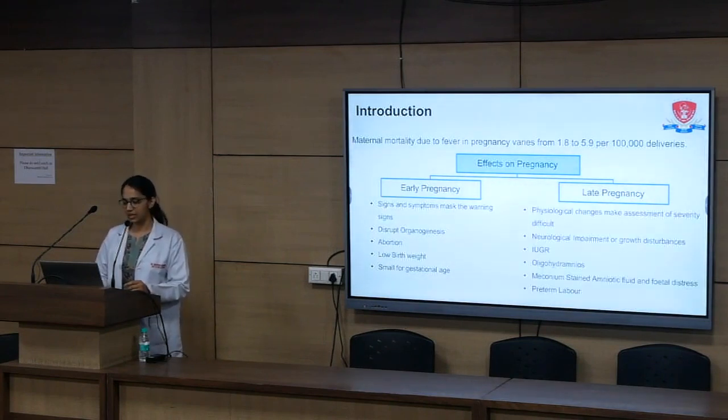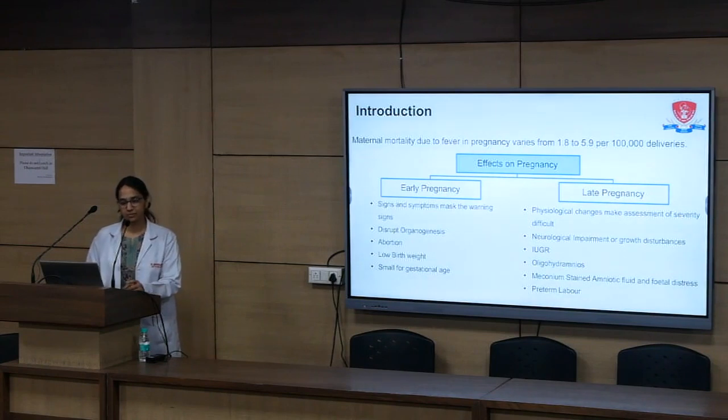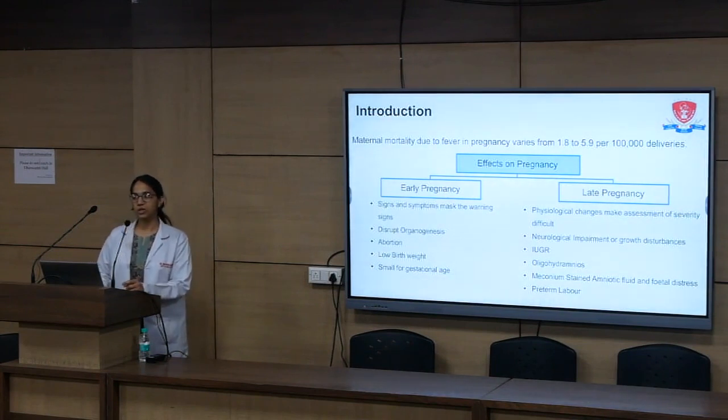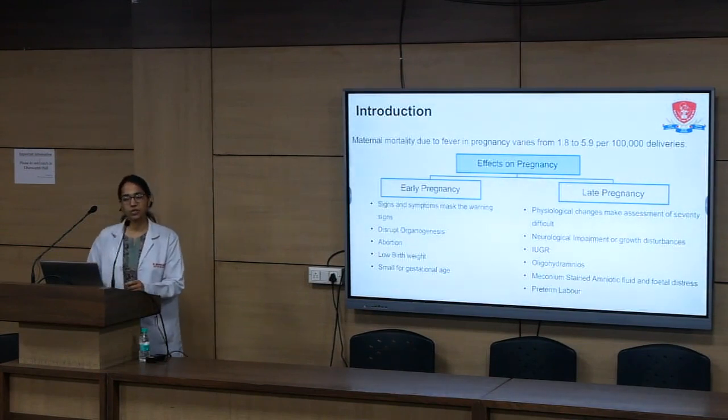Similarly, later in pregnancy, the physiological changes make the assessment of severity difficult. But if affected, it might cause neurological impairment or growth disturbances in the fetus. It might also cause intrauterine growth retardation, oligohydramnios, meconium stained amniotic fluid with fetal distress, and preterm labor.